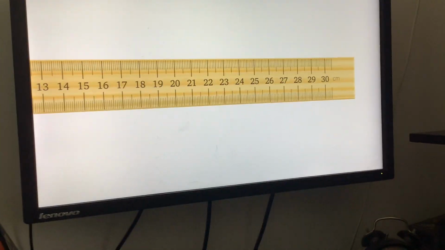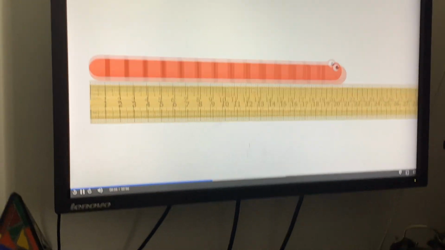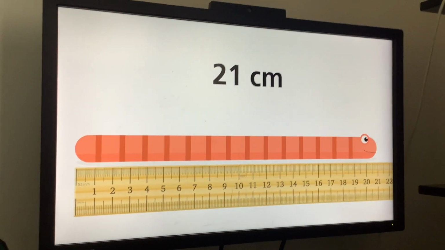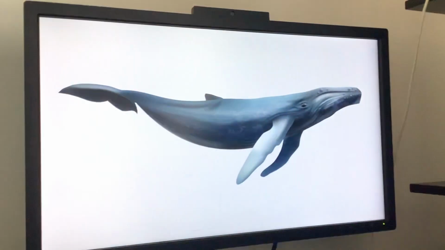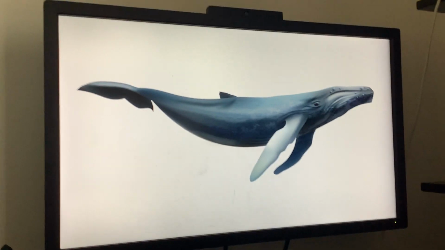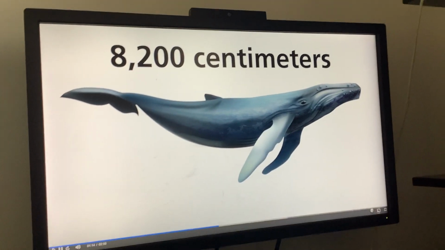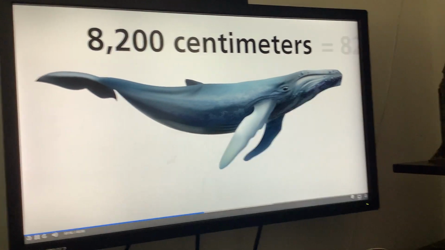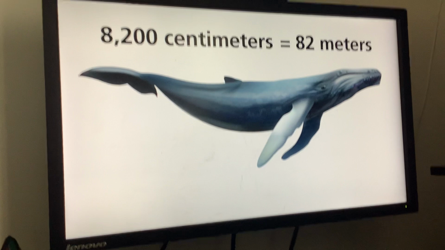For example, the length of this earthworm is measured in centimeters. 21 is the number, and centimeters is the unit. Would you use centimeters as the unit of measure for the length of this whale? You could, but the number would be pretty big. A more appropriate unit for the whale's length would be the meter.